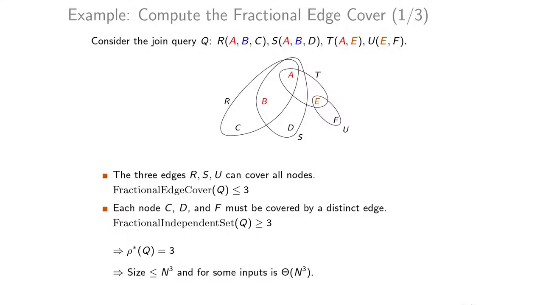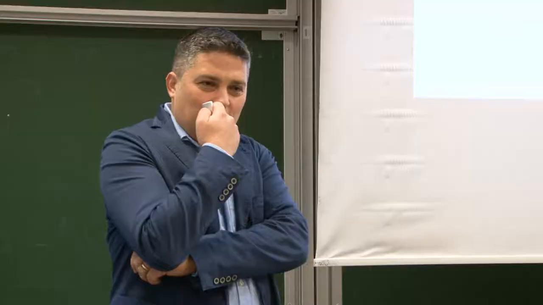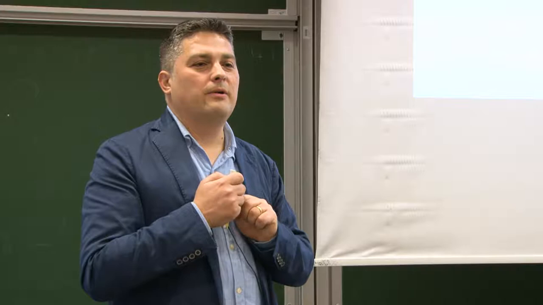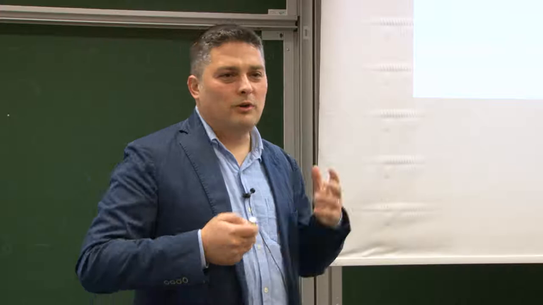Can we do better than this? That is the question. Not really, because if you look at the independent set here, the maximum independent set would be CDF. C, D, and F each appear in only one hyperedge, and that's it. And it's already 3. So that would give us our lower bound. So we cannot do better than this. We can conclude that this is the best we can hope for.